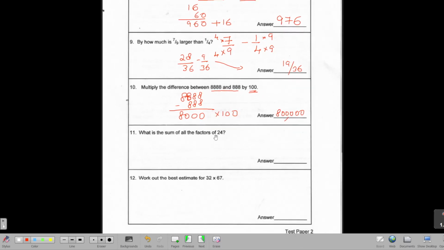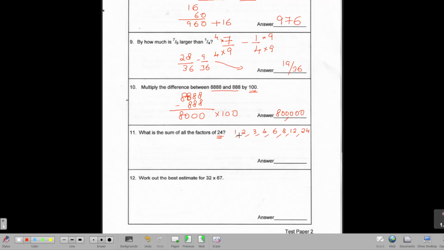What is the sum of all the factors of 24? 24 factors are 1, 2, 3, 4, 6, 8, 12, 24. These are the numbers that will divide into 24 without remainder. So let's add them up.